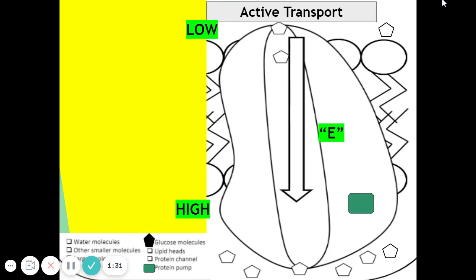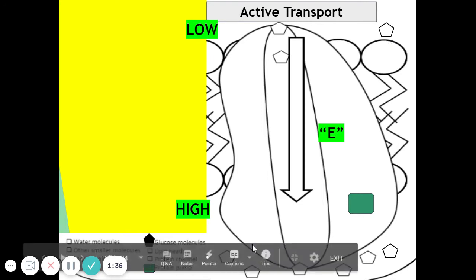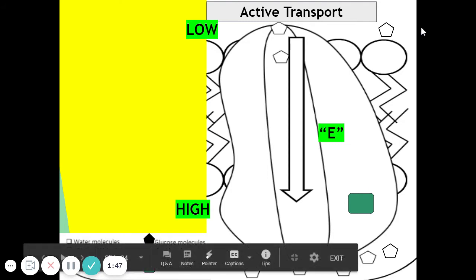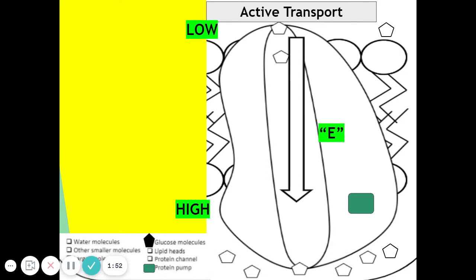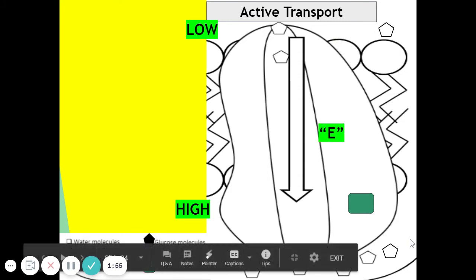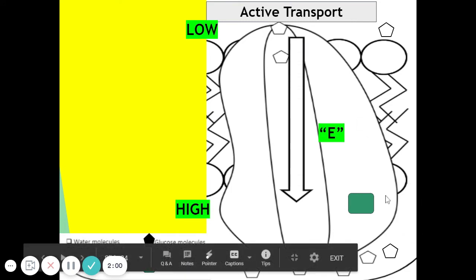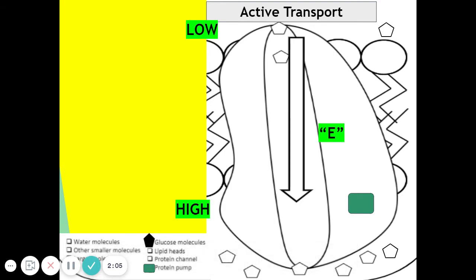If you look at this case, we're going to be transporting glucose molecules. You can see this ring shape of a glucose molecule. And at the bottom here, we have a lot of glucose molecules. So there's a high concentration of glucose molecules already inside of the cell. But for some reason, our cell still requires more of them. So now we're going to take glucose molecules and force them into an area that is already highly concentrated. And this does require energy. When you see this capital E here, this is a way to represent energy.